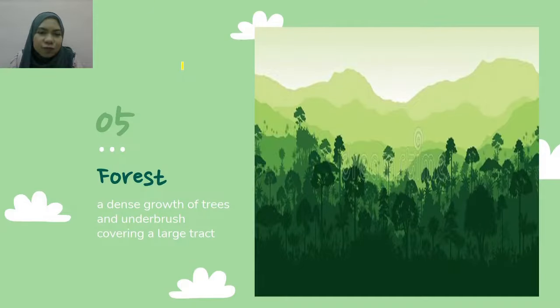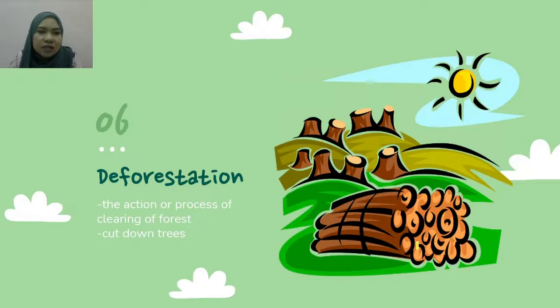Okay, number 5, word 5, forest. Forest is a dense growth of trees and underbrush covering a large tract. This is a forest. Word 6, deforestation. What is deforestation? The action of clearing of forest. Deforestation usually happens when we cut down trees, and the land is used for farming or housing area.